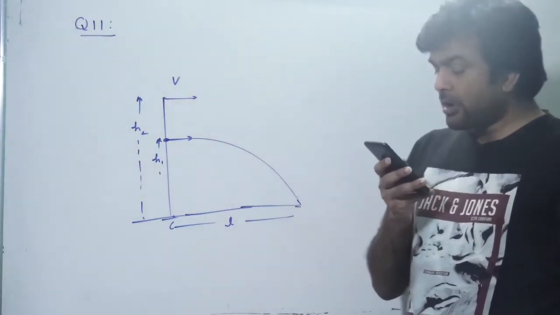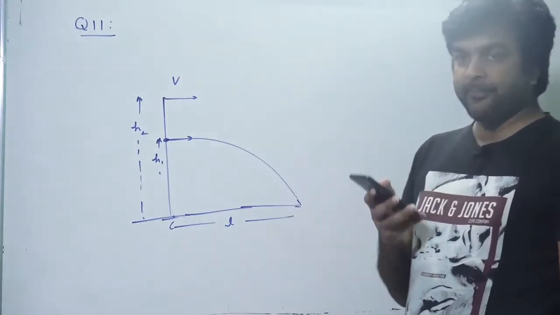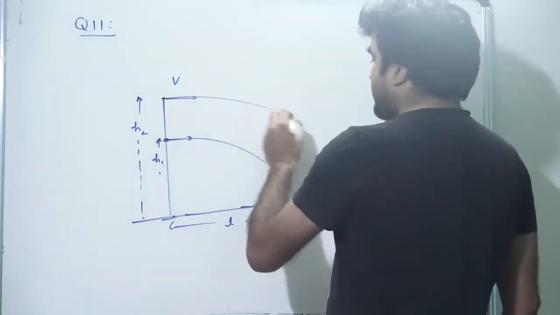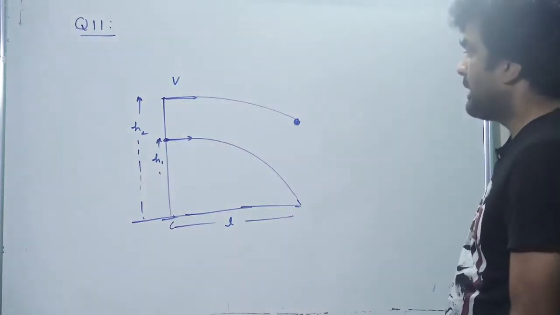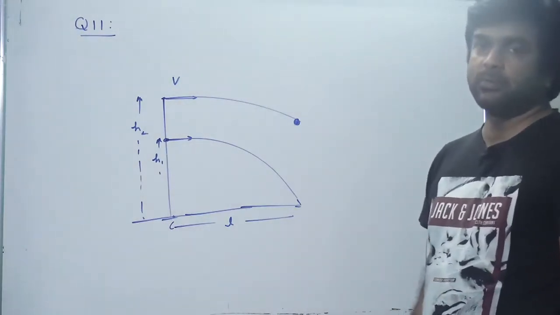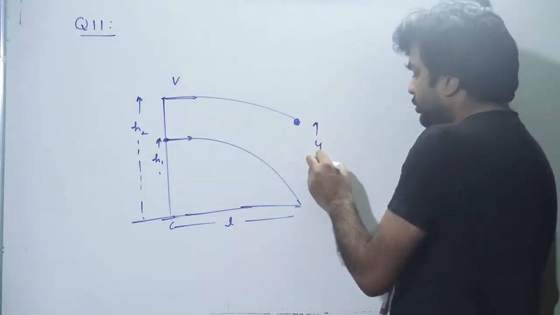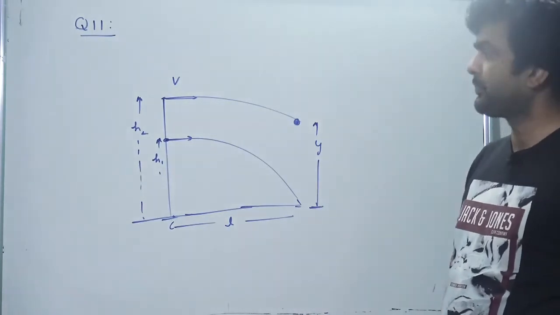Question is, at what height will the second ball be at this instant? So at this instant we have to find the height of the second ball, and they have some charges also. So this is the quantity we are interested to find. How to proceed?